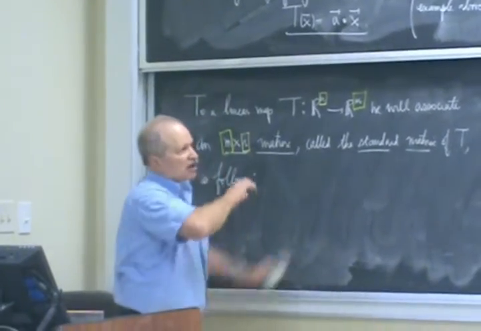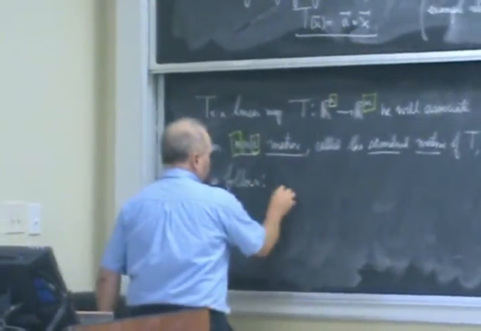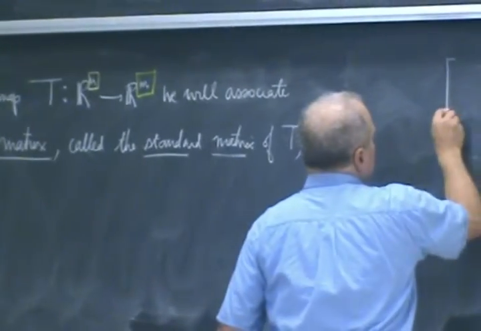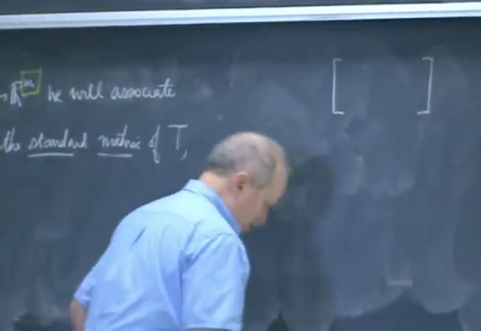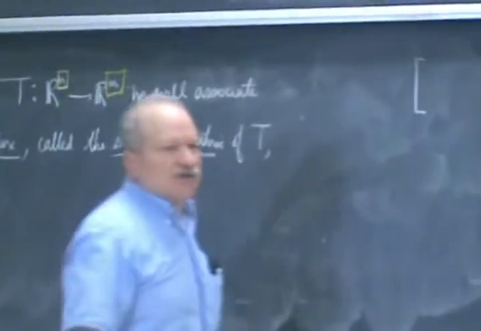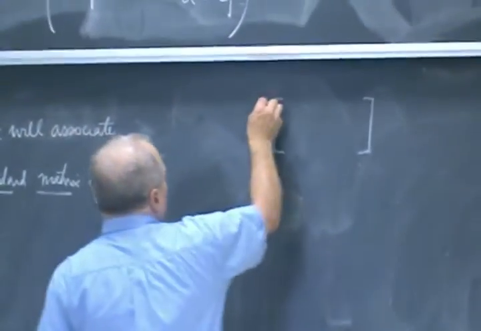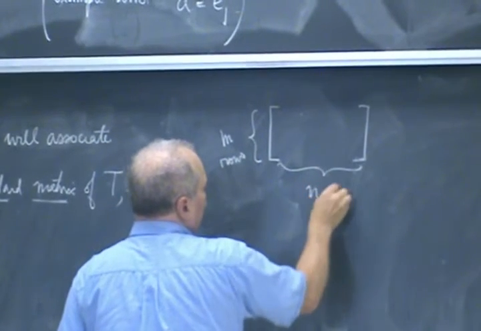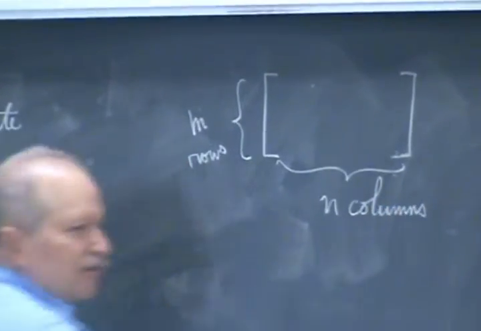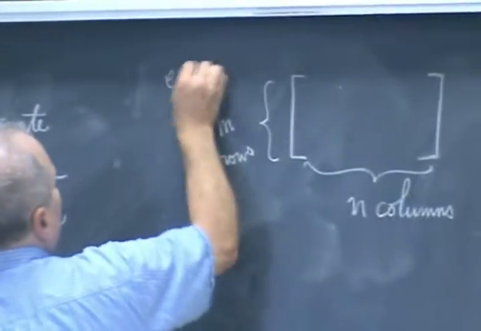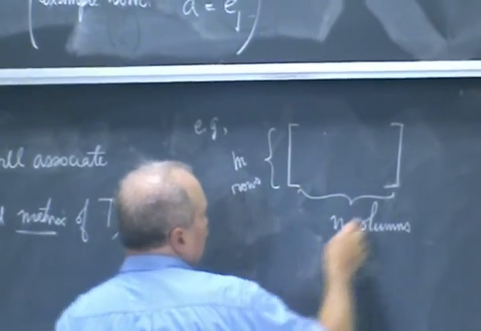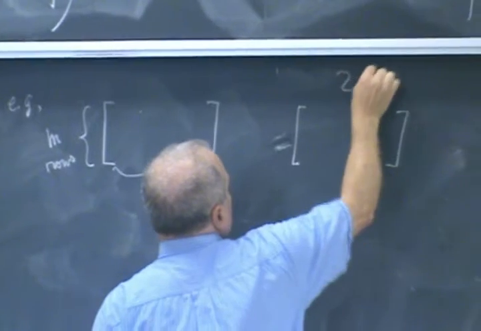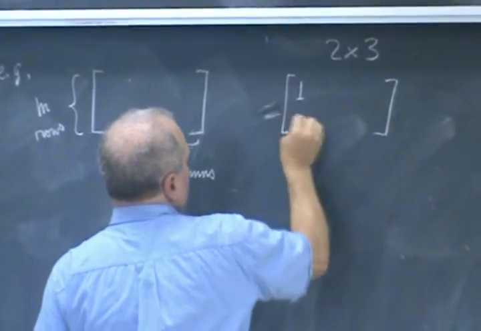So here's the rule, and I'm going to then show you examples. So what is a matrix anyway? A matrix is an array of numbers where you have m rows and n columns. So for example, I could do a 2 by 3 matrix, and I could put in something like this.